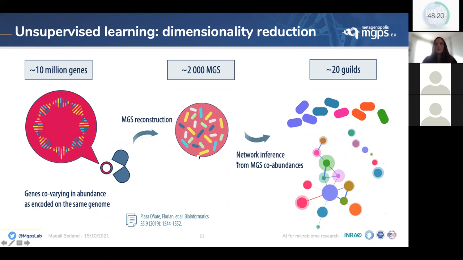Here in this publication, you have some explanation on how to perform this metagenomic species reconstruction if you are interested. And in the same way, from these bacteria, we can make network inference and find guilds of co-abundant bacteria, and so there are much fewer guilds. So from the same data set, we can go from 10 million variables to thousands of variables to tens of variables. And hopefully we get more biologically relevant variables when we cluster information together.